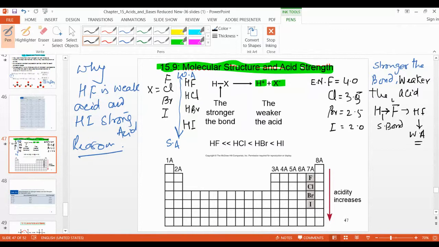Because this is 4 and this is 2 here, right? Electronegativity, right? Now you will take HI. This is very less, 2.0. So this will not attract more, right? So this bond is weak. So HI easily releases H plus to the solution. So this becomes a strong acid.